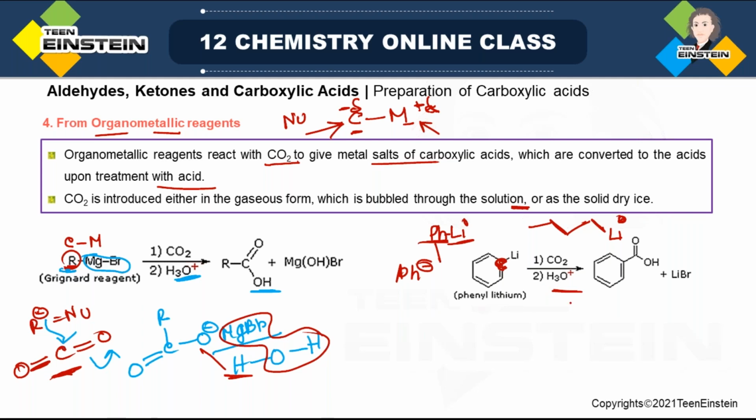Finally, you have to acidify it, and here we are getting an aromatic acid because we have started from PhLi. Okay, so this is the method where the starting material for preparation of carboxylic acid is a Grignard reagent or organometallic reagent. Though the most common example is the Grignard reagent, in general it is better to say organometallic reagent, because in an organometallic reagent we have a carbon metal bond. Okay.